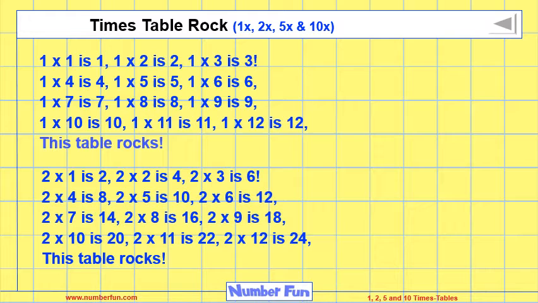One times one is one, one times two is two, one times three is three, one times four is four, one times five is five, one times six is six, one times seven is seven, one times eight is eight, one times nine is nine, one times 10 is 10, one times 11 is 11, one times 12 is 12. This table rocks.